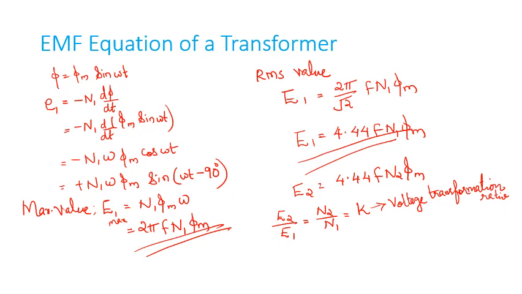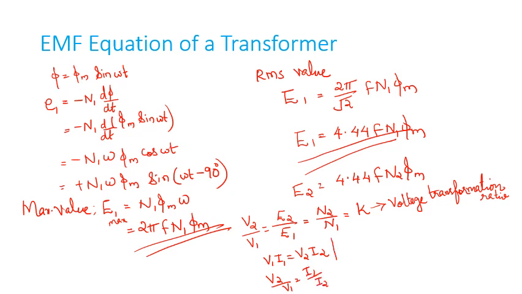For an ideal transformer, V2 will be equal to E2 and V1 will be equal to E1. So we can write the equation V2 by V1 equal to E2 by E1 equal to N2 by N1. Similarly, for an ideal transformer, input power, which is V1 I1, will be equal to output power V2 I2. From here we can write V2 by V1 is I1 by I2.